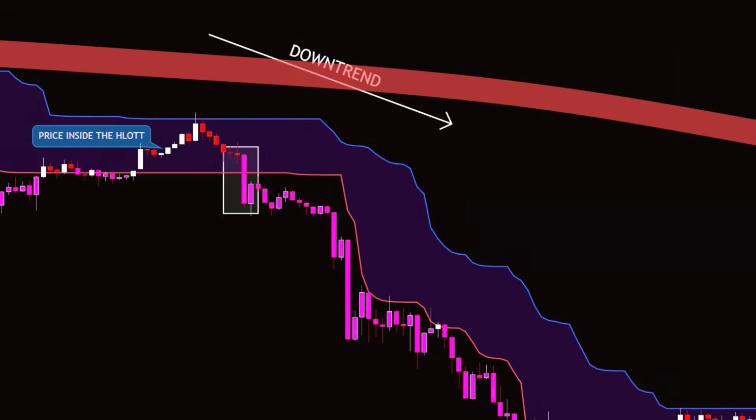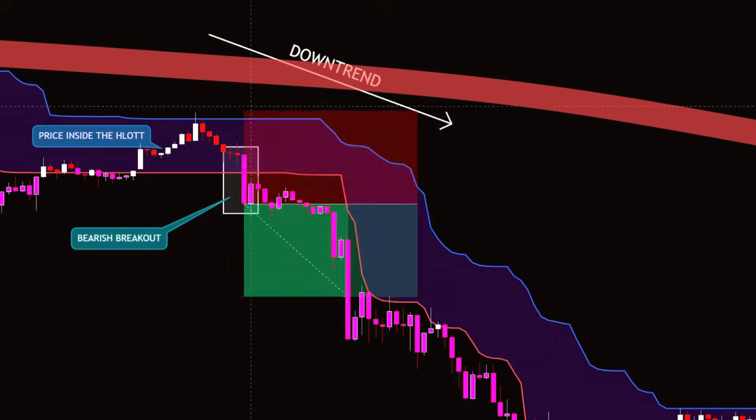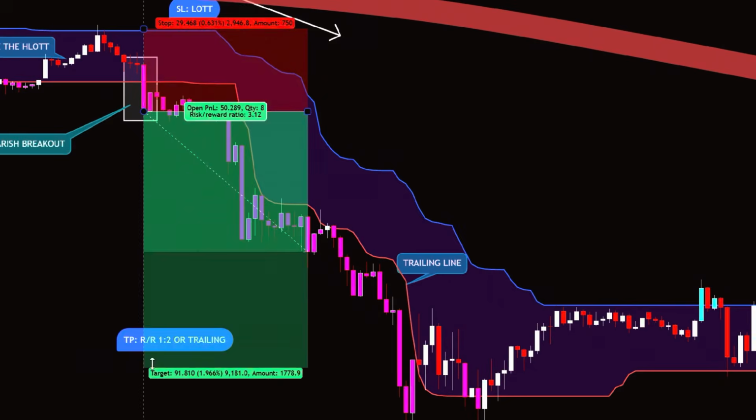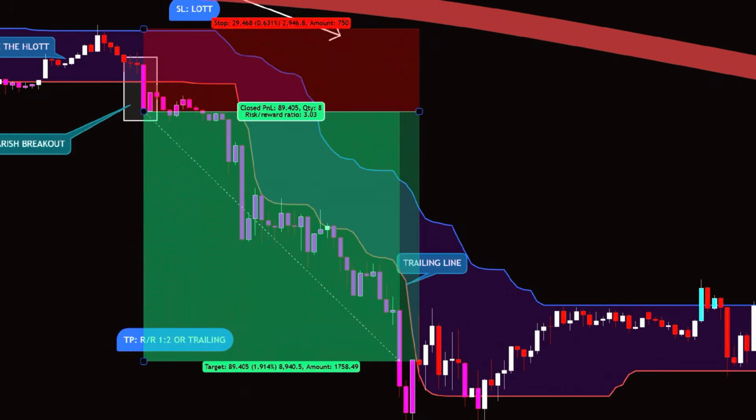The moment price breaks below the LOTT line, that's your confirmation, and you'll get a high probability sell. Stop loss sits above the HOTT line, target 1 to 2 risk reward ratio. Or you can trail your stop loss along the LOTT line as the trade runs, or the HOTT line if you're on a buy.